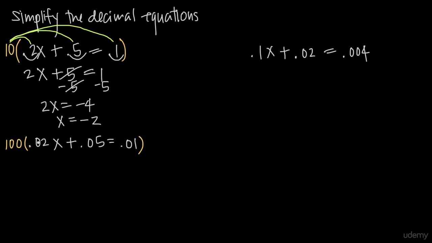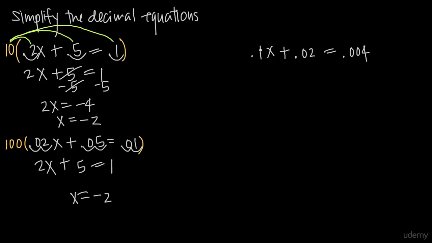So 100 times 0.02, remember when we multiply by 100, we move the decimal point over 2 places, and so we're going to end up with 2. So we'll have 2x plus 100 times 0.05 moves the decimal over 2 places, so I'll get plus 5. And then 100 times 0.01 moves the decimal over 2 places, so I get 1. And again, I have the same thing here, so I already know that x is going to be equal to negative 2.